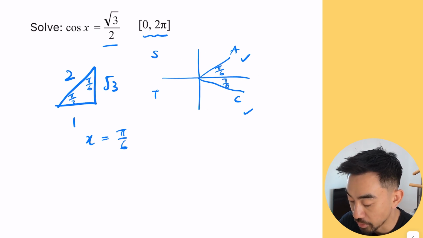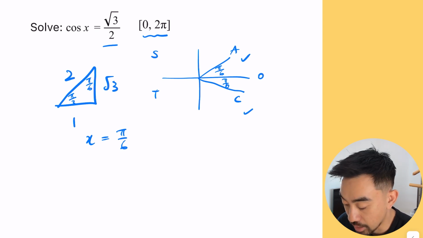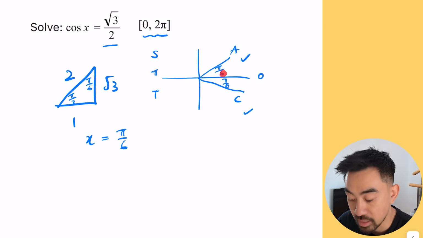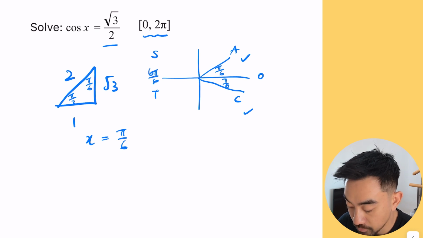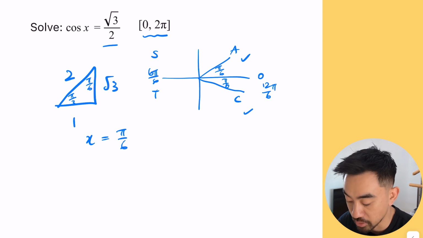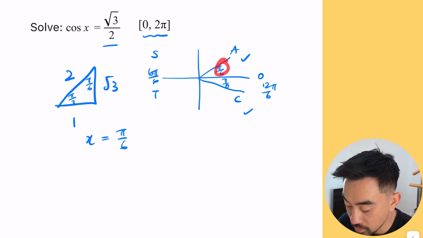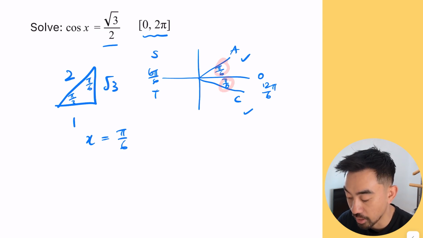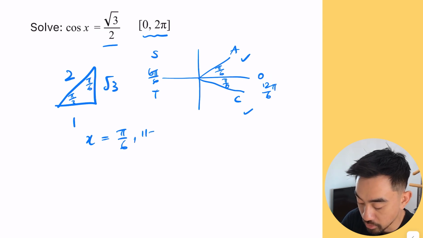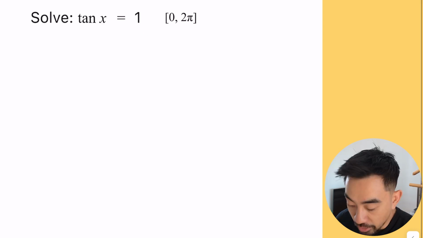So I'm going to write 0 to represent that start. Now this is pi, but since the denominator's 6, I'm going to write this as 6 pi on 6. And then all the way around, I'm going to add another 6 pi because that's halfway and then halfway again. So that is going to be 12 pi on 6. And that just helps me work out those numbers. So my first solution is pi on 6, and my second solution is going to be 12 pi on 6 minus pi on 6. So that is 11 pi on 6. Okay, done.